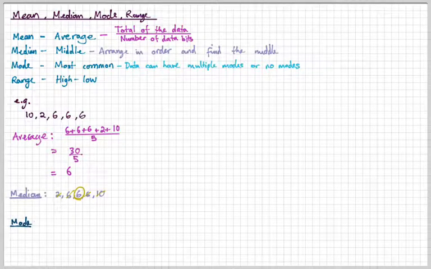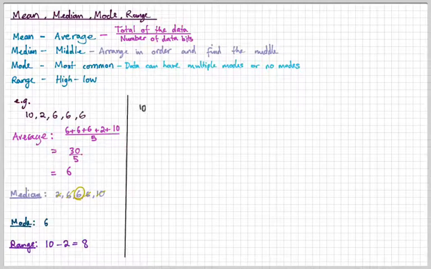The mode. The mode is the most common. The most common number is obviously 6. The range. The range is the highest, take away the lowest. 10, take away 2 is 8. The range is 8. Let's look at a different example.